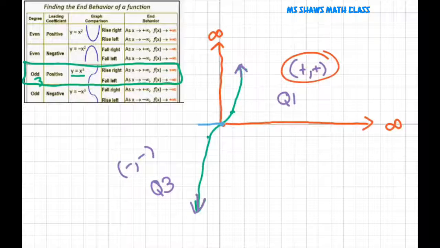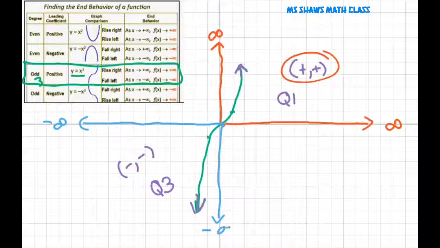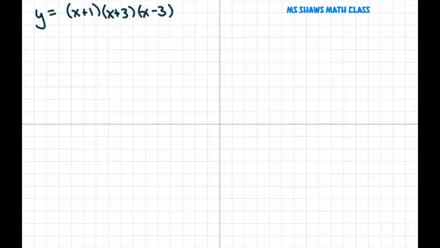As x gets smaller and smaller from 0, so does my y. It gets smaller and smaller. That's why we have negative, negative. If you look at it, you have positive, positive. That means quadrant 1. Negative, negative. That means quadrant 3. So we're going to start in quadrant 3 and end in quadrant 1.